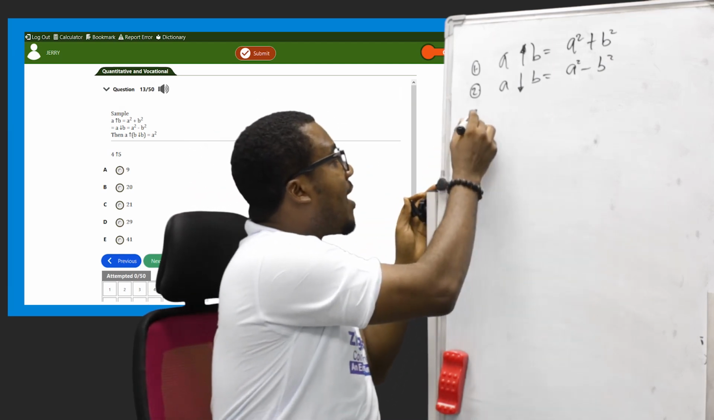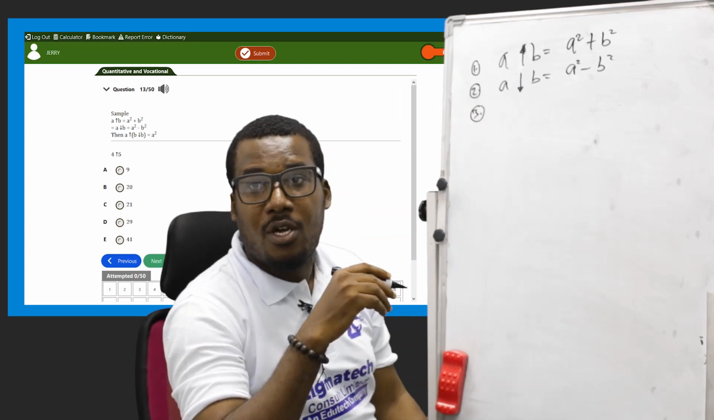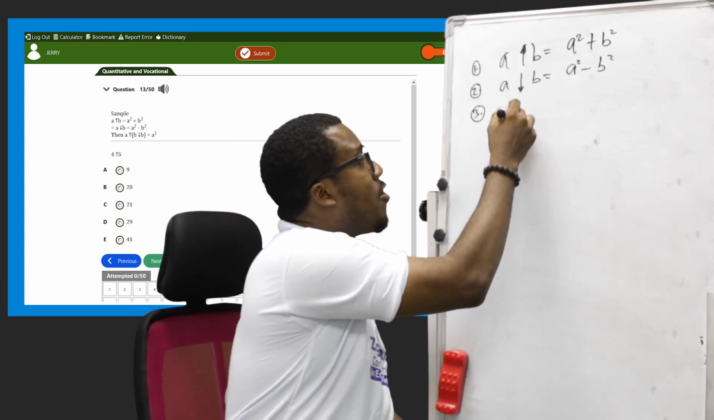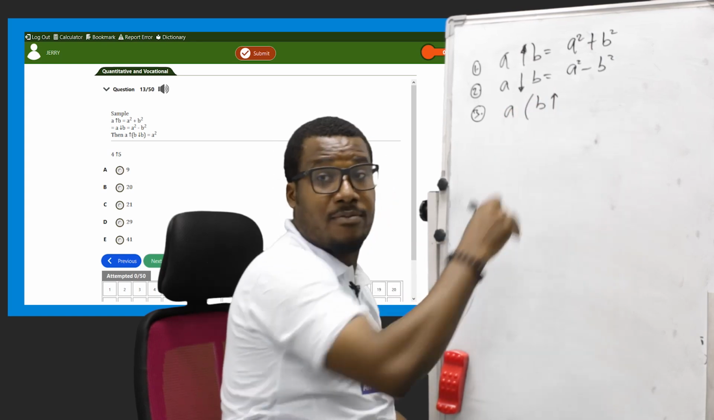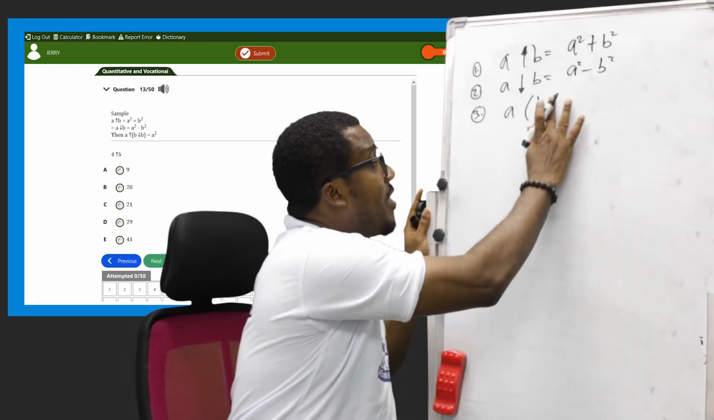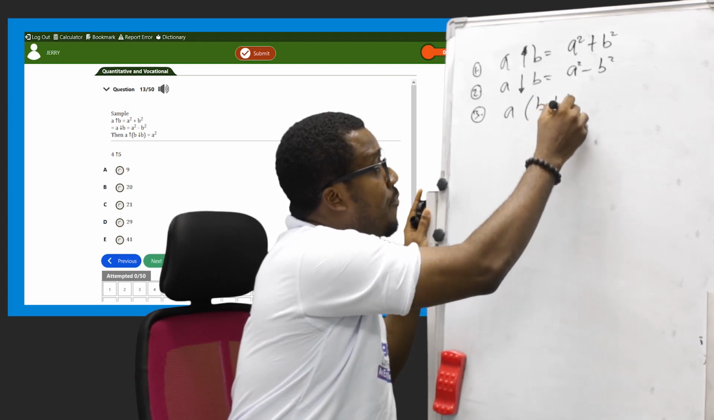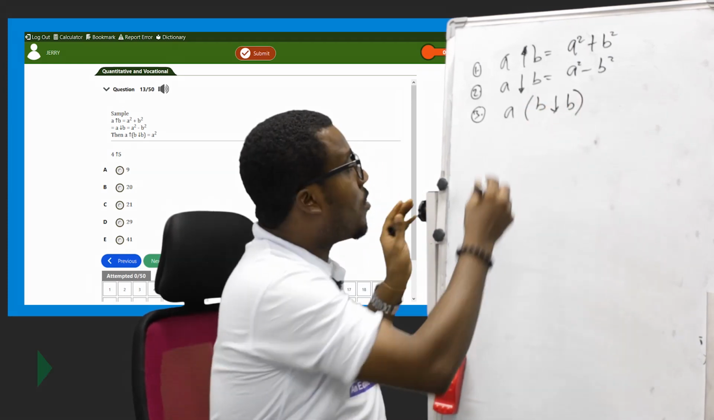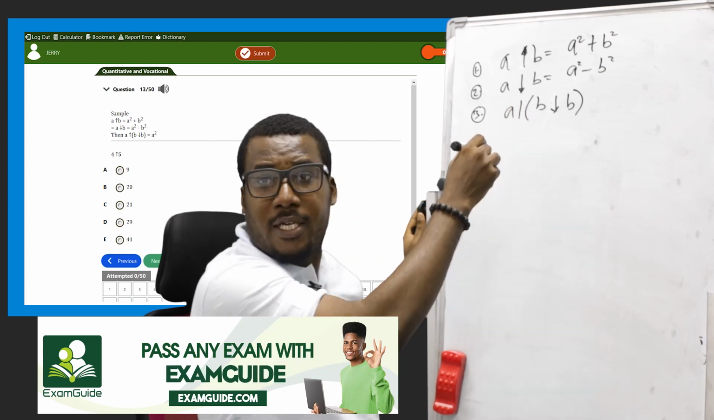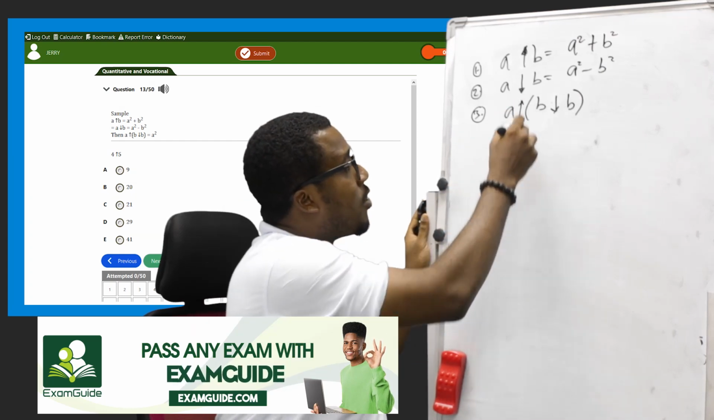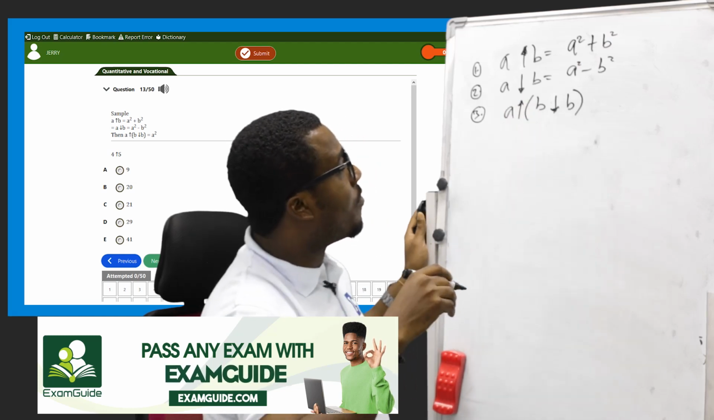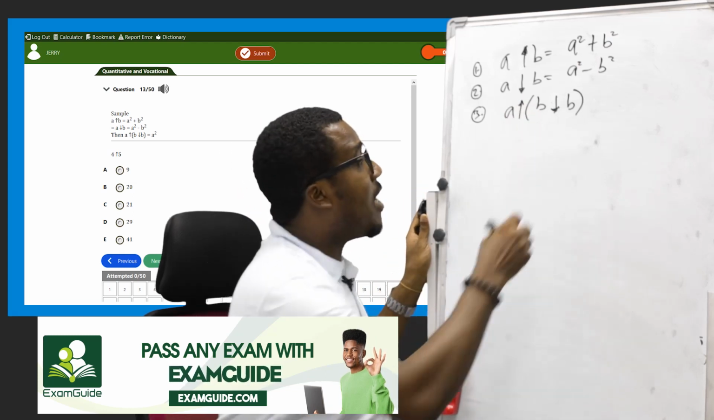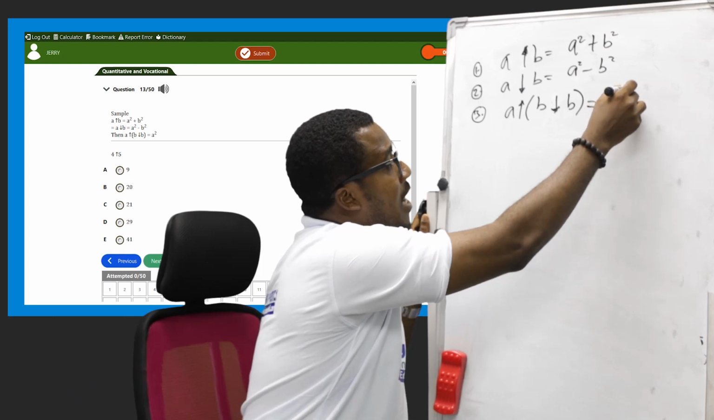And then we have the final case scenario where you have A and you have bracket B, arrow up, B, arrow down, B, bracket close. Sorry, the arrow here is pointing up. You have an arrow here pointing up. You have A, B, arrow pointing down is equal to, and they say the answer will be A squared.